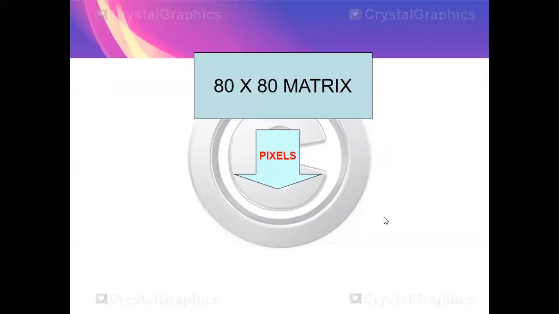For example, if we have an 80 by 80 matrix, the pixels are 6,400. We simply multiply 80 times 80. To make it clear, in a matrix of 80 by 80 size, the number of pixels accommodated is 6,400. It's easy, you simply multiply 80 by 80.